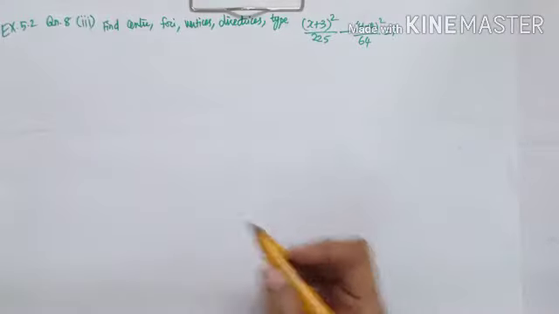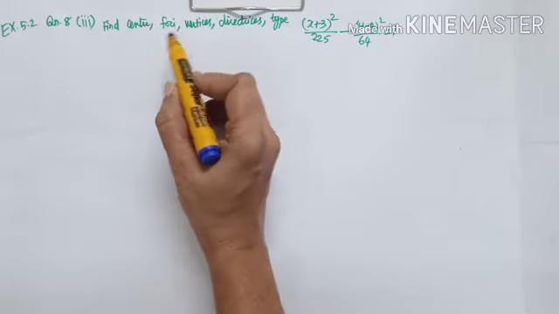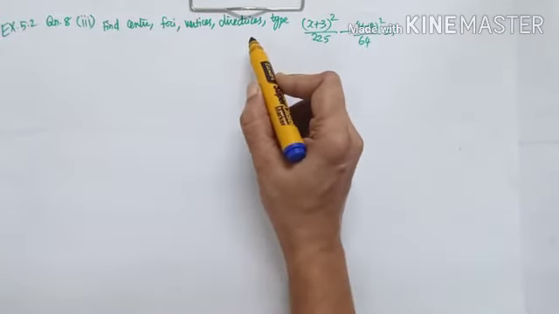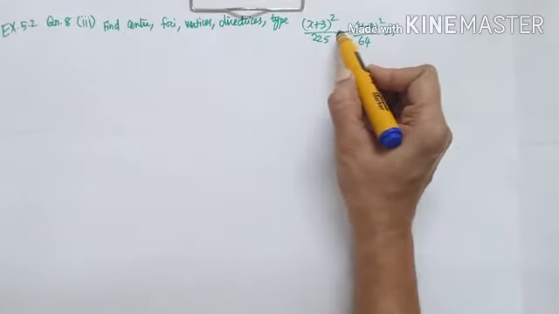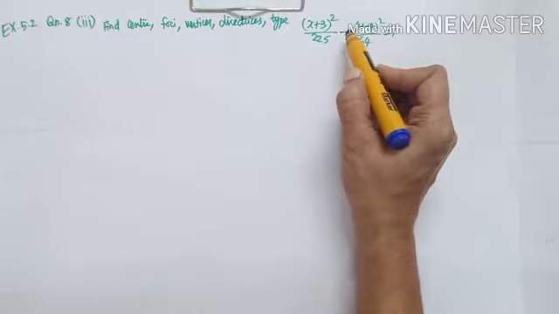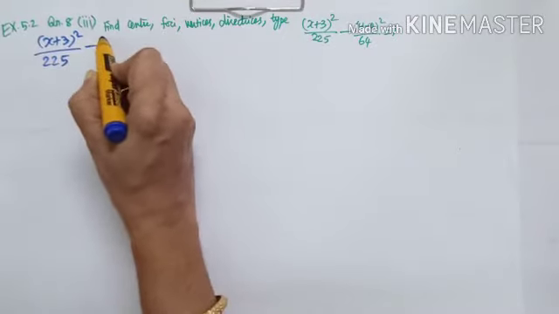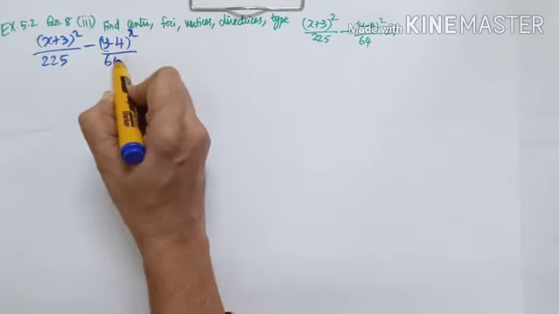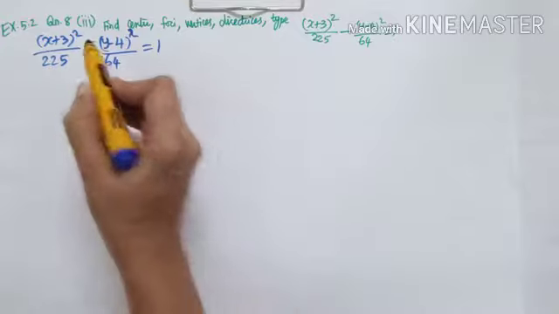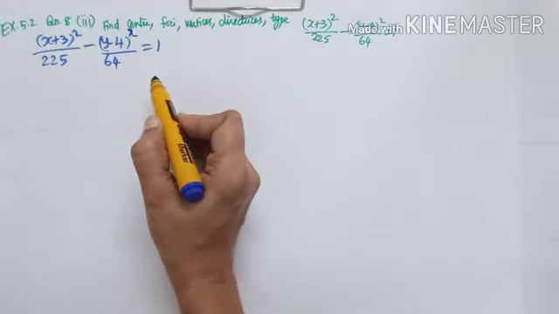Exercise 5.2, question number 8, subsection 3. Find center, focus, vertices, directrices and type of the curve given. What symbol we see here? Minus tells me it is a hyperbola. So (x + 3)² / 225 − (y − 4)² / 64 = 1. We see the minus symbol tells me it is a hyperbola.